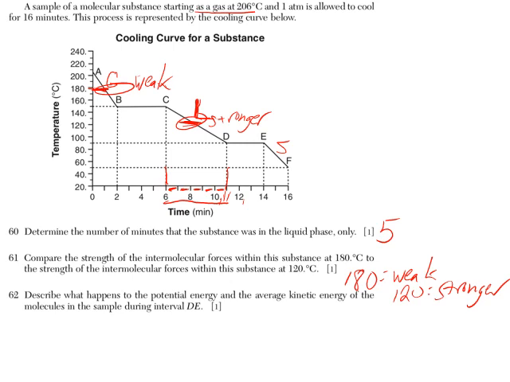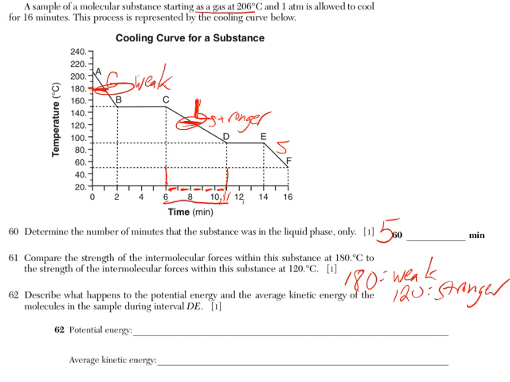62 says, describe what happens to the potential energy and the average kinetic energy of the molecules in the sample during interval DE. So I'm going to erase some of these lines here because I want to have a clean area to write on. So just let me get rid of all this. And it says at interval DE, we want to look at potential energy and average kinetic energy.